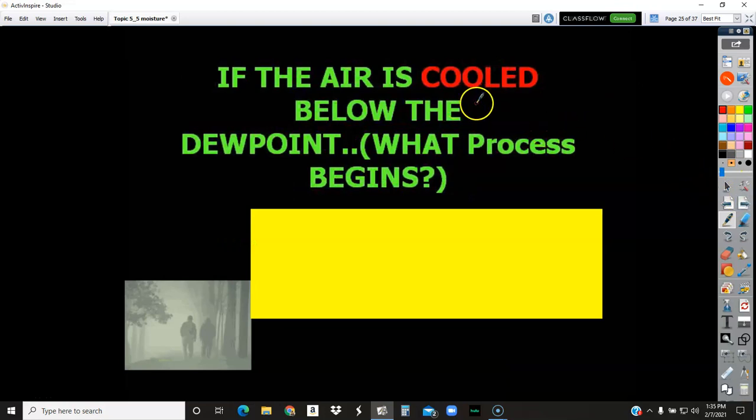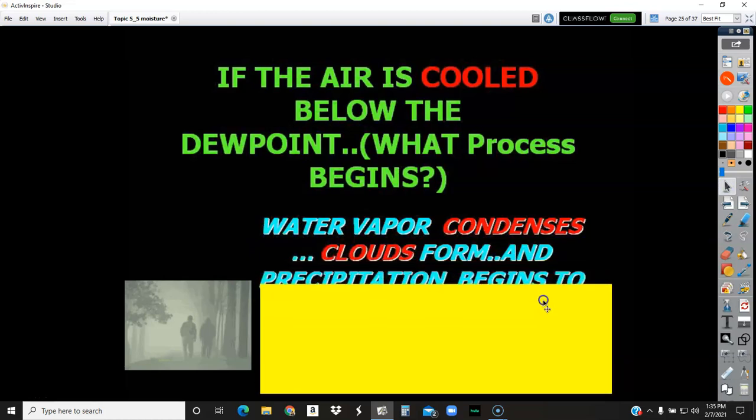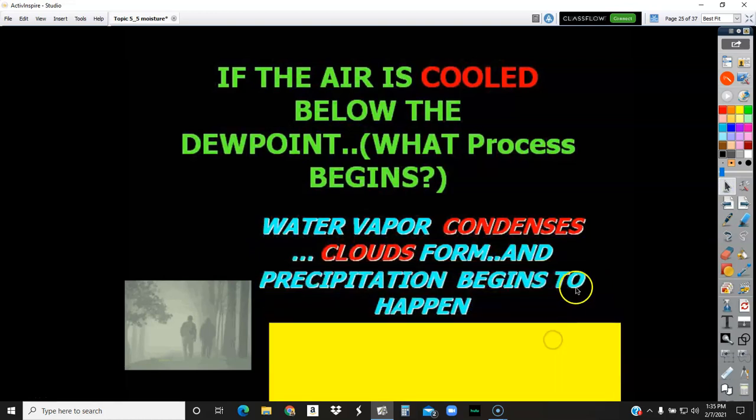All right. If the air temperature, again, reaches the dew point or gets just below it, what's going to start to happen? That's when the air is totally saturated. The water is going to start to condense, form your clouds, and you're going to start to have precipitation. So, again, you're looking for when that air temperature reaches that saturation point, which is called the dew point temperature.